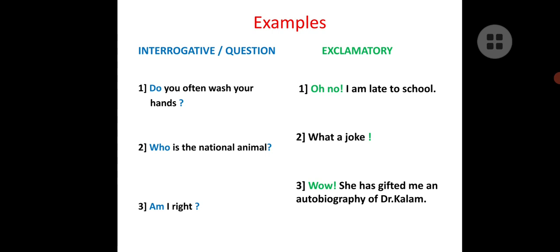Now let's see the sentences of exclamatory sentence. First one, oh no, I am late to school! When something different is happening, that time, my dear, we put exclamation mark there. So oh no, I am late to school! You can see exclamation mark. What a joke! Exclamation mark. Wow! She has gifted me an autobiography of Dr. Kalam! So this is also an exclamatory sentence.